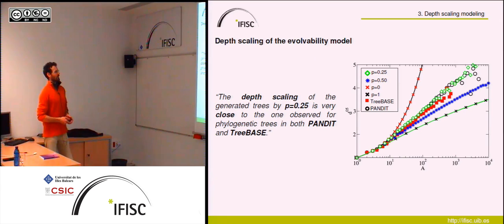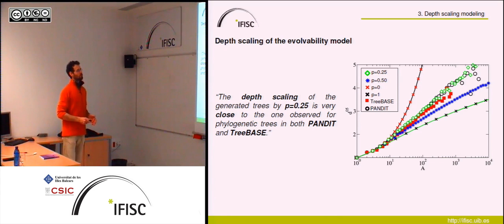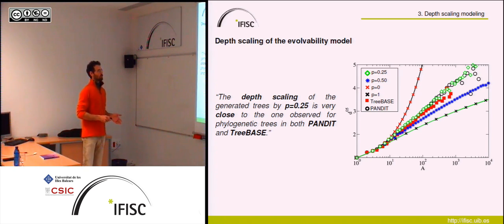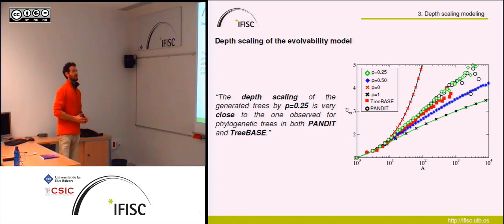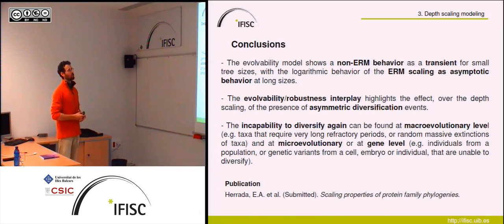If we analyze the trees generated by this model, what we obtained was that trees generated with p equal to 0 reproduce the scaling of the fully unbalanced trees, while those trees generated with p equal to 1 reproduce the scaling of the fully balanced trees. And the real data of protein and organism phylogenies were reproduced with the trees generated with p equal to 0.25.